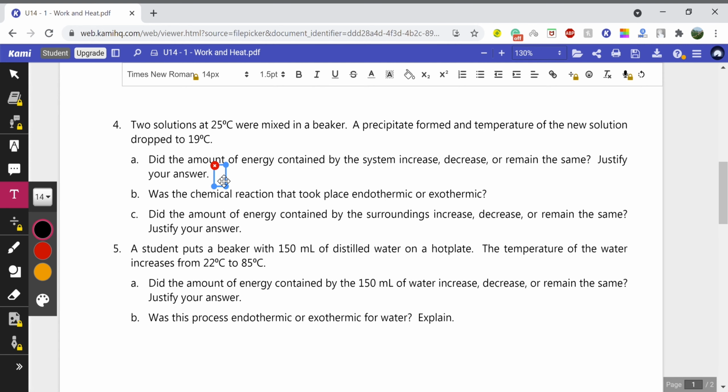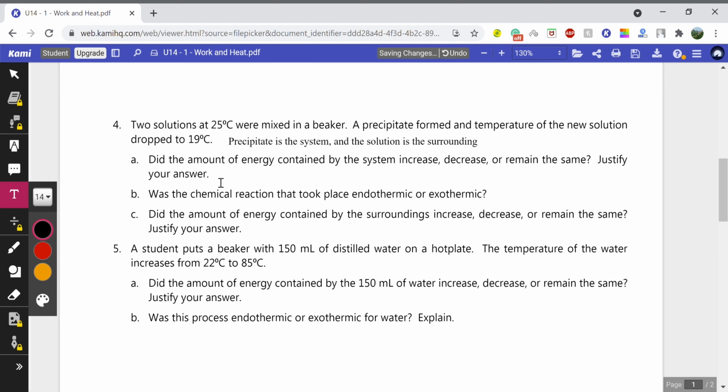Well, as we learned, energy is conserved. So did the amount of energy contained in the system increase, decrease, or remain the same? So what is our system and what is our surroundings? So over here, the precipitate is the system and the solution is the surrounding. Now we know that the surrounding decreased in temperature.